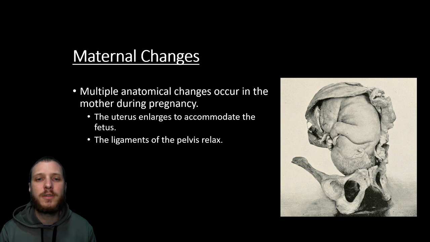So there's going to be a host of maternal changes that occur all throughout pregnancy. Obviously, the uterus is going to enlarge to accommodate the growing fetus, but the ligaments of the pelvis are also going to relax. If you can see here, we have the pubic symphysis here, and we're going to release that hormone relaxin, which is going to allow the connective tissue to soften, and that's going to allow the pelvic girdle to open up to accommodate the body of the baby as it exits.